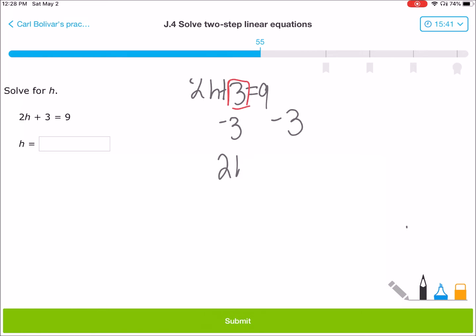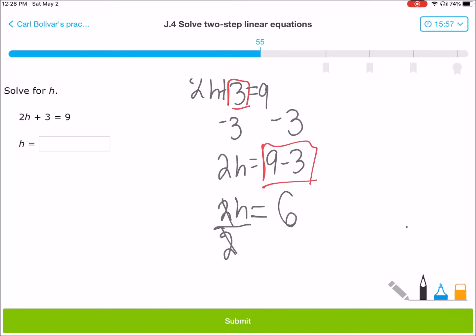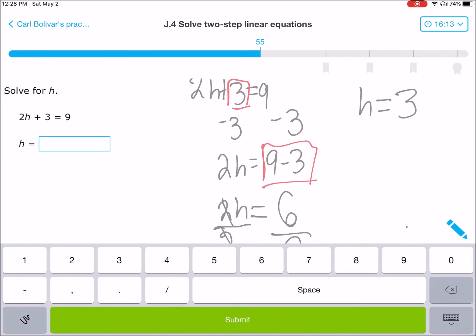This will leave us with 2h is equal to 9 minus 3. 9 minus 3 is 6. So then this would be 2h is equal to 6. We divide by 2. We divide by 2. This will then give us h is equal to 6 divided by 2, or 3. This is 3, basically. Alright? So let's put 3 as our answer.